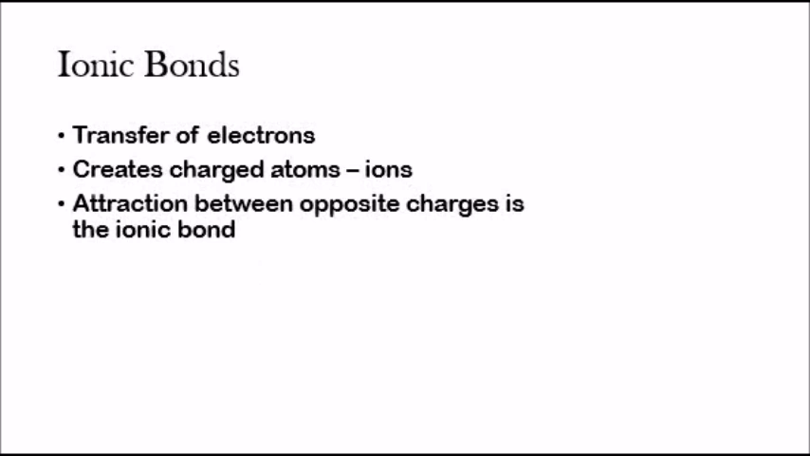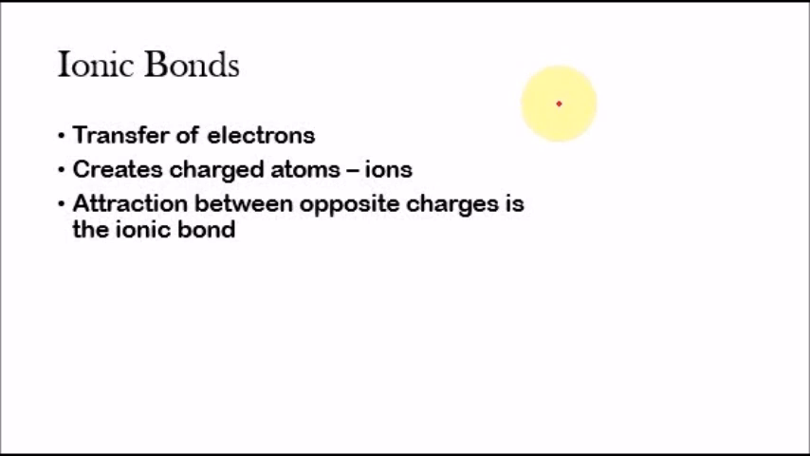Okay, now there's two types of bonds, ionic bonds and covalent bonds. Ionic bonds are formed whenever there's a transfer of electrons between atoms. And what happens is, since the electrons are transferred, you're going to create charged atoms, which are called ions, and that attraction between these charged particles, or ions, is an ionic bond. Now, let me go ahead and demonstrate that with an example.